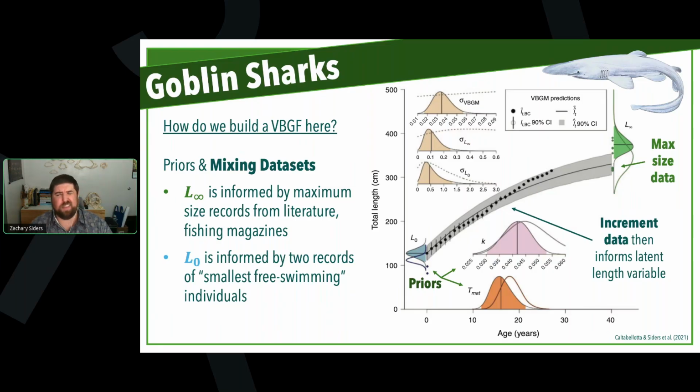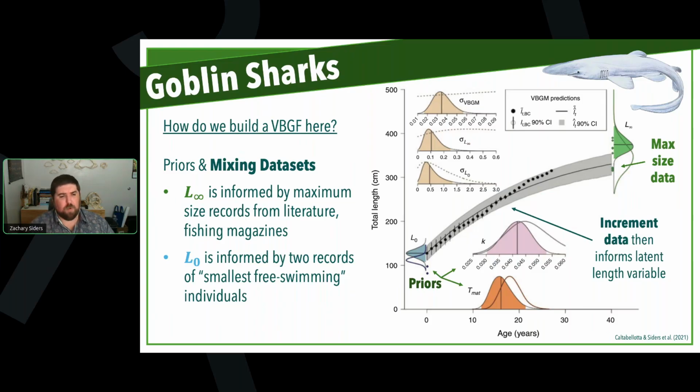There's a pretty cool one. I think it was out of the Murray River, where some guy basically was like, look, I caught this crazy big goblin shark when I was off fishing. And so we were able to pull some of that information forward and bring that into the model as data informing the maximum size.